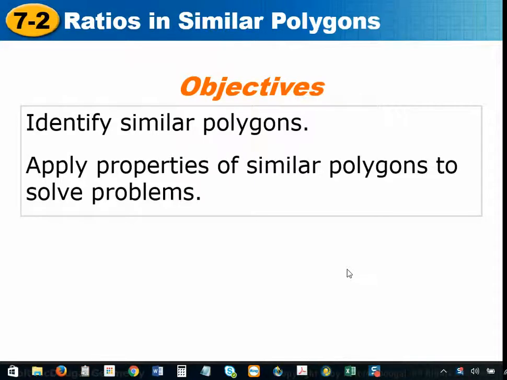Hello, this is Ms. DB, and in this lesson we're going to talk about Chapter 7, Section 2, which is on ratios in similar polygons. So using what we learned in the last lesson for figures, we are going to identify similar polygons and apply properties of similar polygons to solve problems.